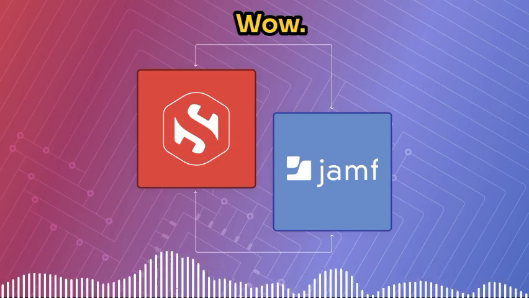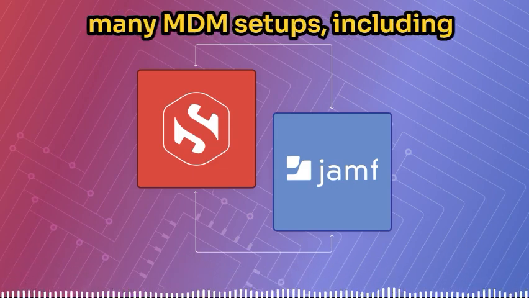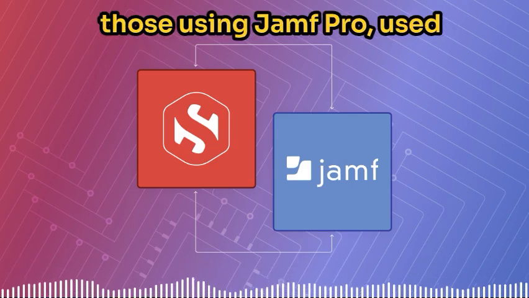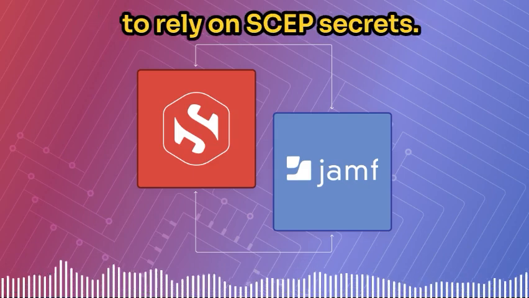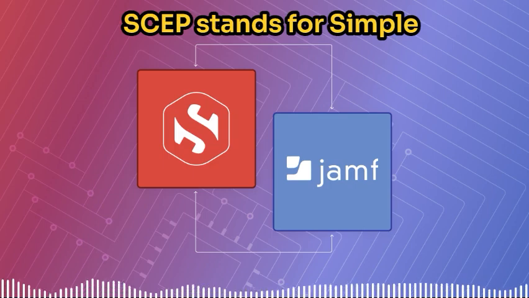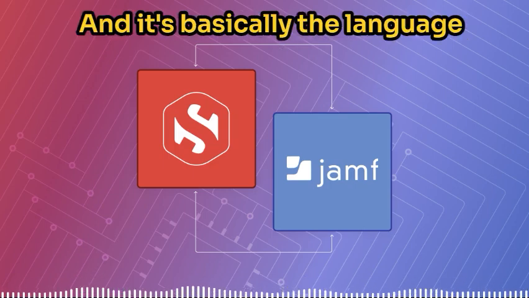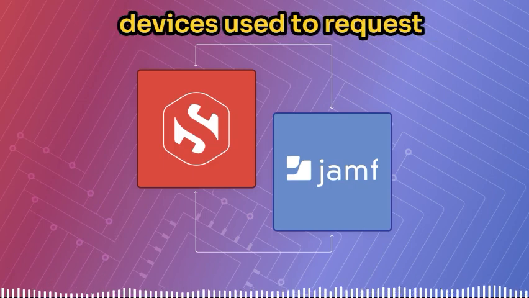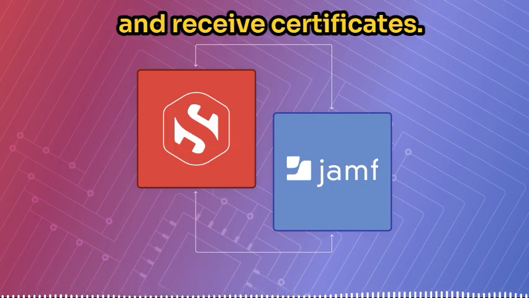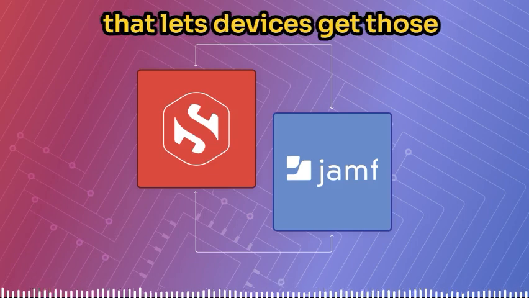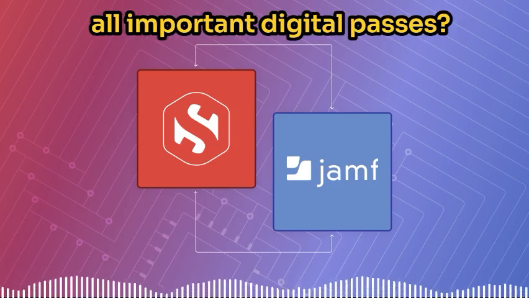That's the risk. And to add fuel to the fire, many MDM setups, including those using Jamf Pro, used to rely on SCEP secrets. SCEP stands for Simple Certificate Enrollment Protocol, and it's basically the language devices use to request and receive certificates. So it's like a secret handshake that lets devices get those all-important digital passes?